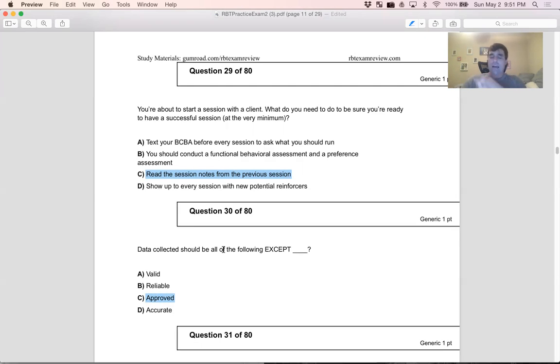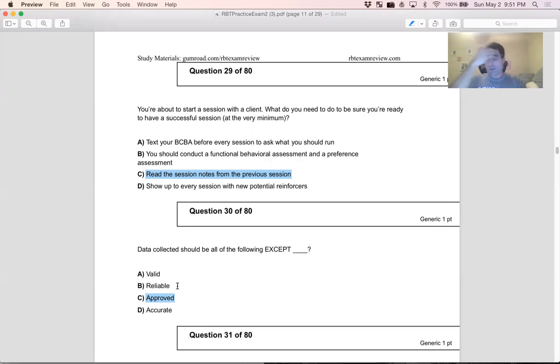Data should be valid, meaning you're measuring what you intend to measure, okay? So if you're supposed to be measuring time spent in chair, okay, you need to be measuring time spent in chair. That makes the data valid. Reliable data means every time you conduct measurement, you're measuring the same thing, right? So if you're measuring in-seat behavior, data that is reliable, you're measuring the same behavior the same way every single time, okay?